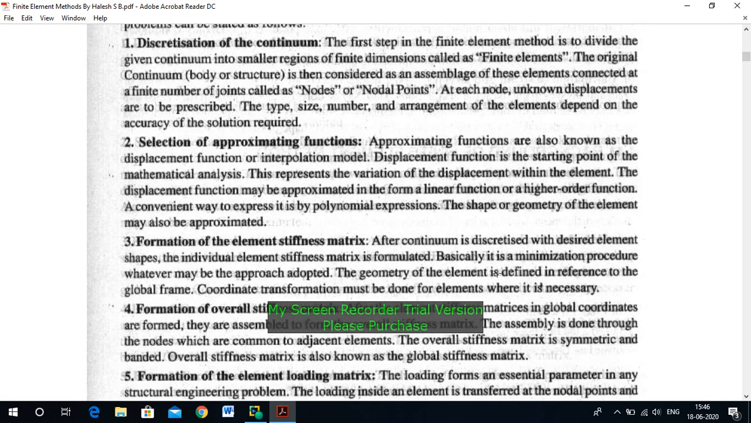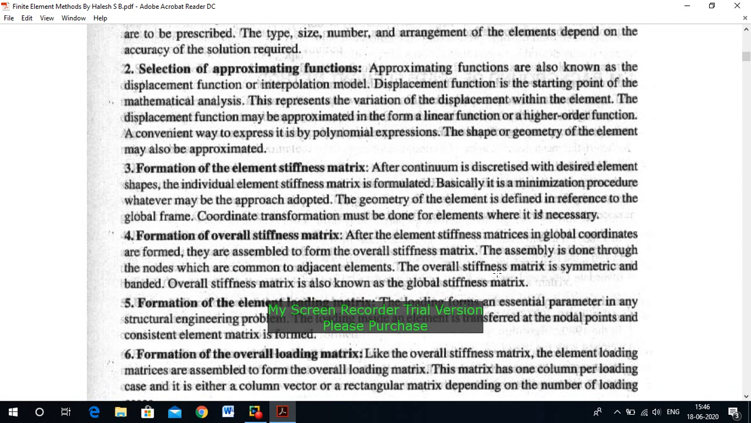And the third step is formation of element stiffness matrix. After the continuum is discretized with the desired element shapes, the individual element stiffness matrix is formulated. Basically, it is a minimization procedure. Whatever may be the approach adopted, the geometry of the element is defined in reference to the global frame. Coordinate transformation must be done for elements where it is necessary.